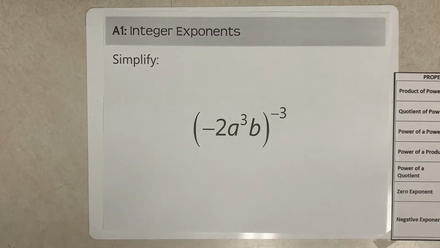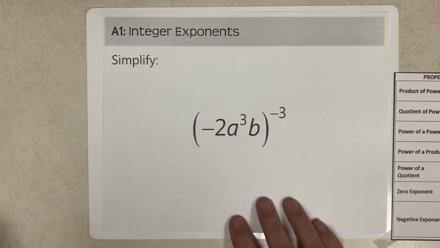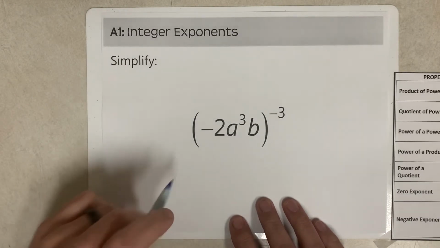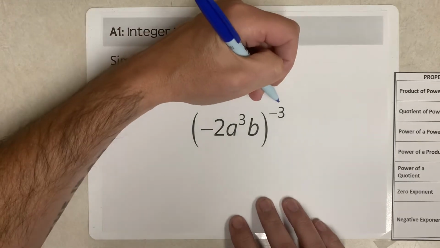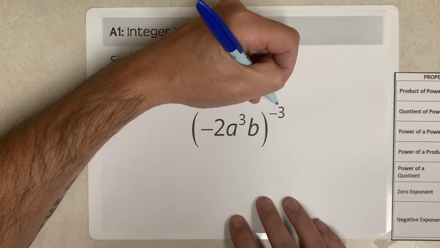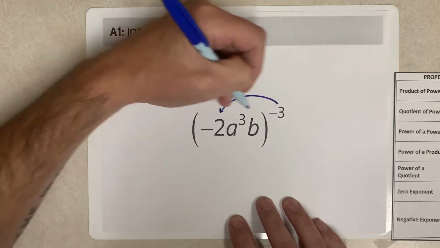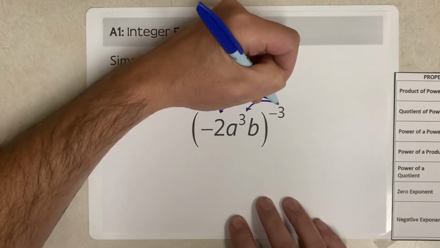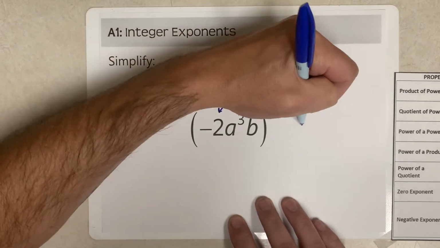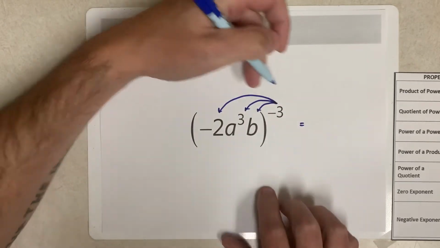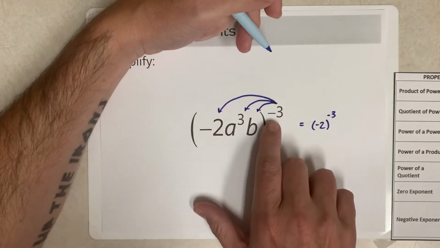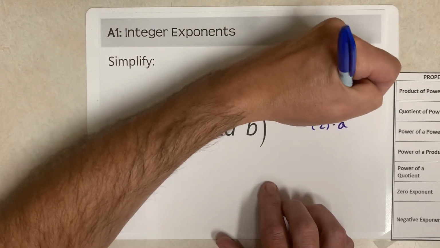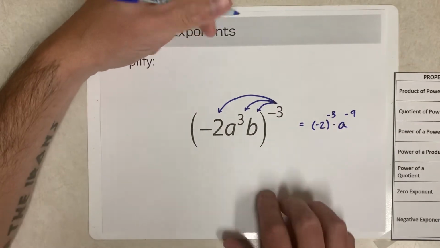All right, this one, I've got -2a cubed, and then I've got b to the -3. All right, so what I'm going to do is distribute this -3 to everything first and then see how this kind of shakes out. If I distribute this to everything first, I'm going to get -2 to the -3, a to the -9, b to the -3.